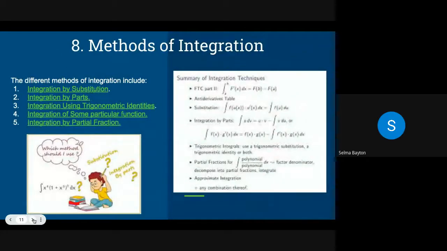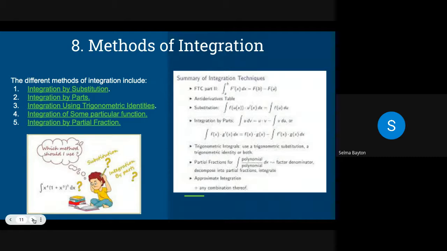Methods of integration. There are 5 methods of integration that we will discuss today. The first is integration by substitution. Integration by substitution is a method used for evaluating integrals as well as antiderivatives. It's also known as U substitution, and a better way to say it is to do the chain rule reversely.